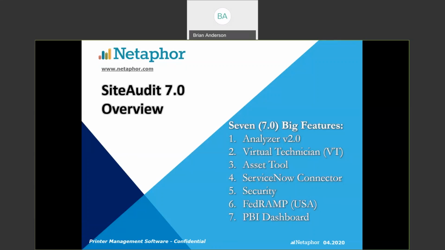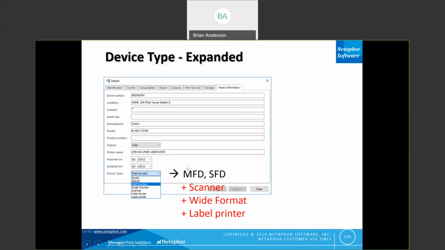This has been a feature with SiteAudit, but in version 7, you're allowed to set a device type if SiteAudit hasn't already determined the device type. It's not one of the big 7 features that are included in 7. It's not as big as Virtual Technician or the security alerting or the PBI dashboard, but it is an important feature, and let's take a look at that.